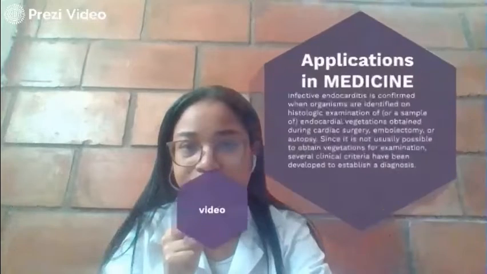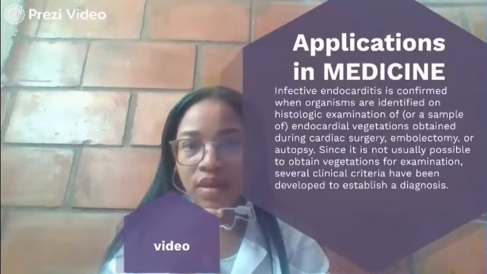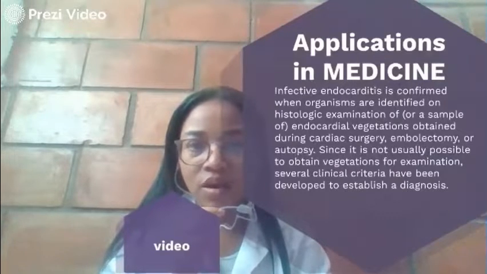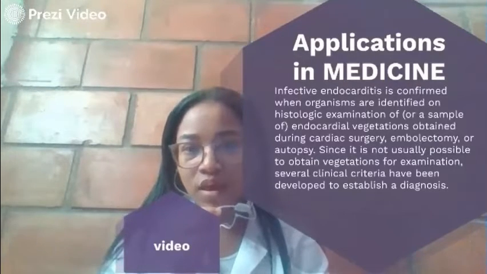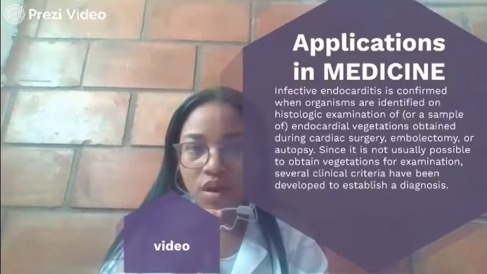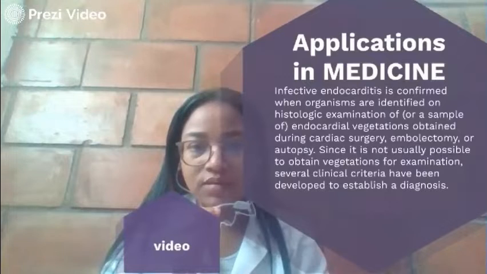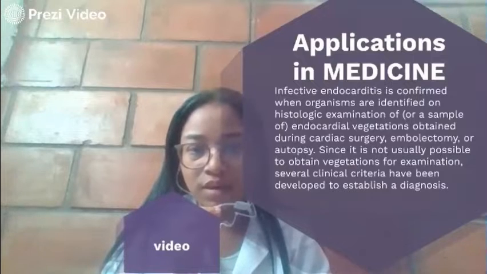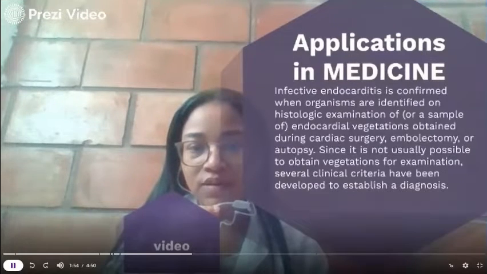Application in medicine. Infective endocarditis is confirmed when organisms are detected on histologic examination of a sample of the endocardial vegetation obtained during cardiac surgery, embolectomy, or autopsy. Since it is not usually possible to obtain vegetation for examination, several clinical criteria have been developed to establish a diagnosis.